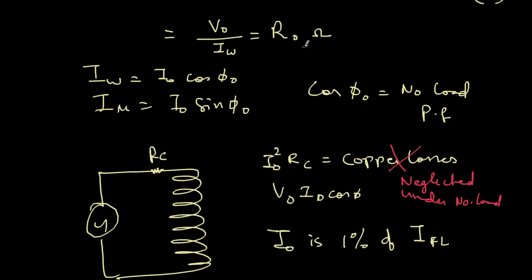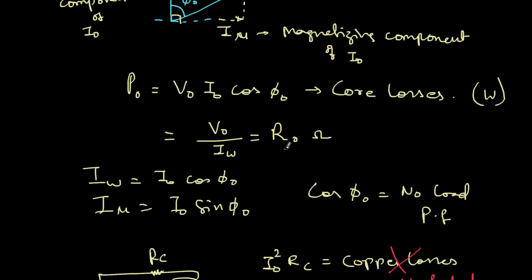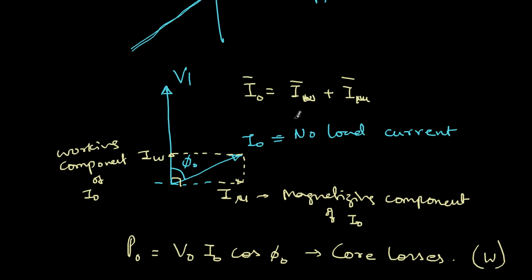Therefore this R naught is not the resistance of the copper wire. It is mathematically indicating a resistance of the core. When we come to the equivalent circuit, we will look at where it comes from. For the time being, the more important point is to know the definitions of I naught, IW and I mu.